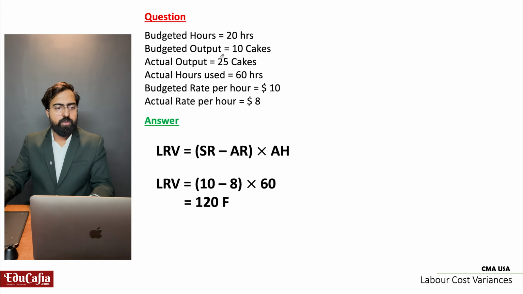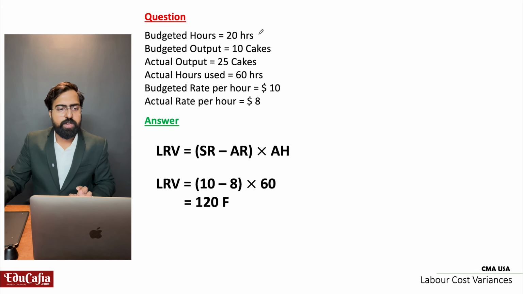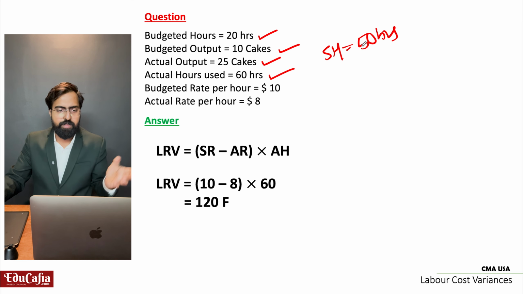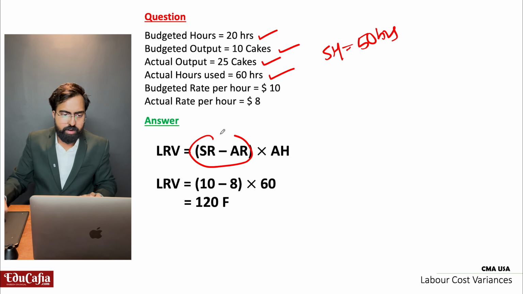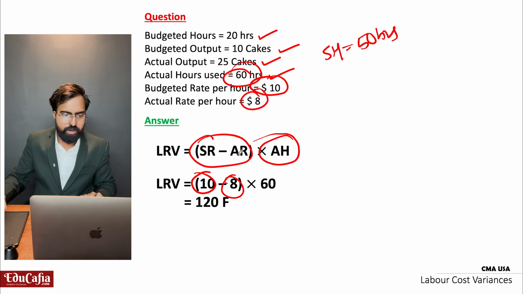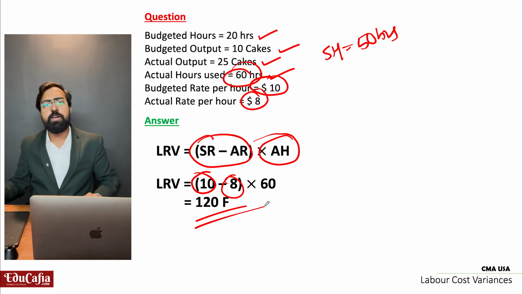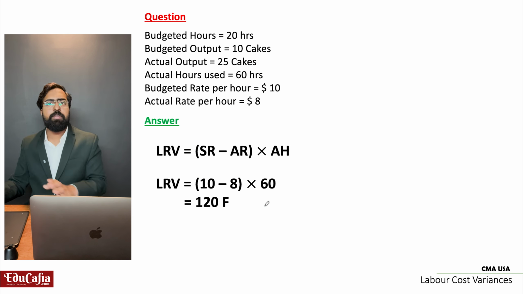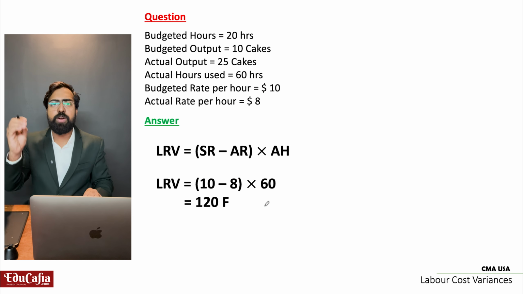Got it? So, question. The same question: 20 budgeted hours, 10 cakes, 25 cakes. They made it in 16 hours. The standard hour was 15 hours, right? That we already found in the previous question. So, SR minus AR. What is the standard rate? 10. What is the actual rate? 8. What is the actual hour? 16. So 120 favorable. So in terms of rate variance also, it is favorable. 120 favorable.